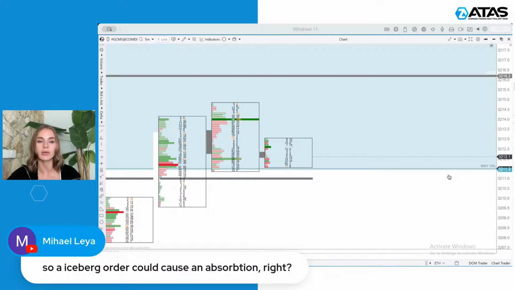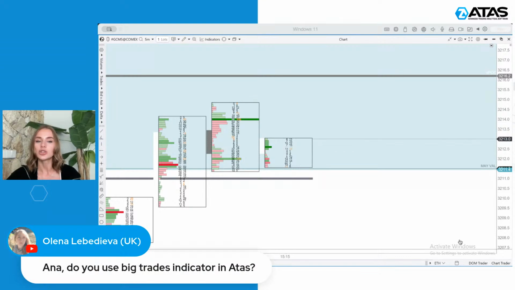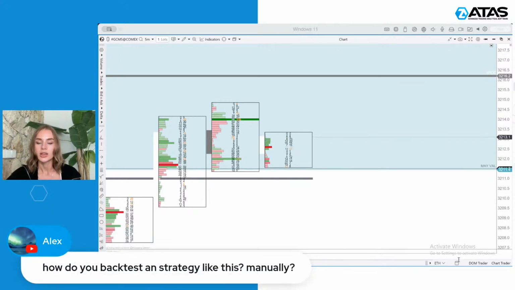Yes, exactly. An iceberg order can cause an absorption when the price gets there. I don't use a big trades indicator myself, but you can use it if it works for you within your trading system. Yes, it has the replay mode, which you can use to backtest your strategy and the system.